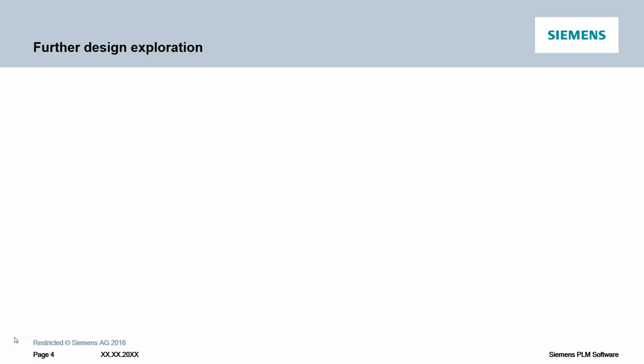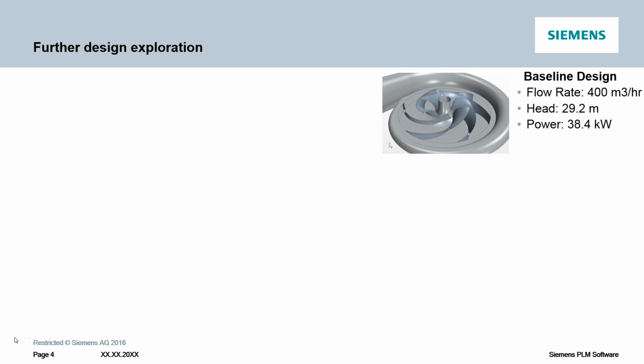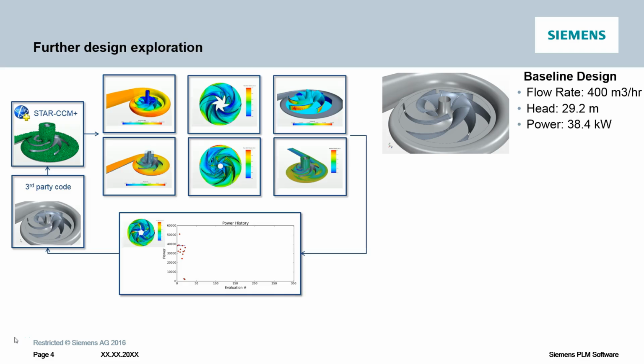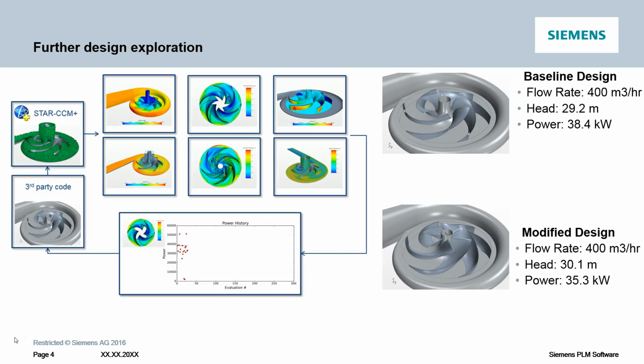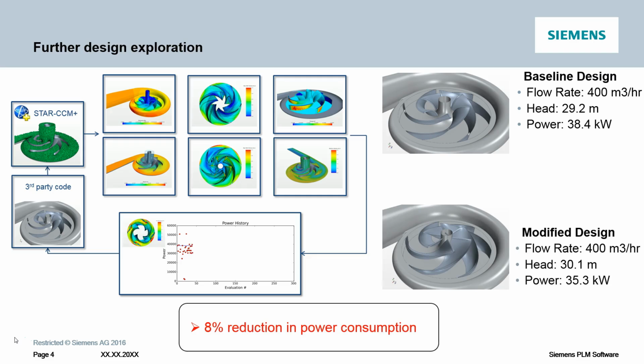The baseline model specifications were 38.4 kW of power and 29.2 meter head. Our modified design specifications are 35.3 kW of power and 30.1 meter head. So there is an 8% reduction in power consumed by the pump. I will highlight again that the specified results for the design variant CAD were not generated with a single design iteration.